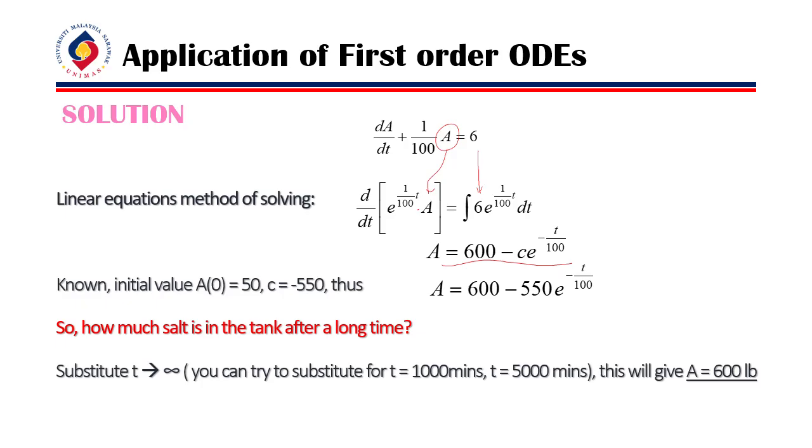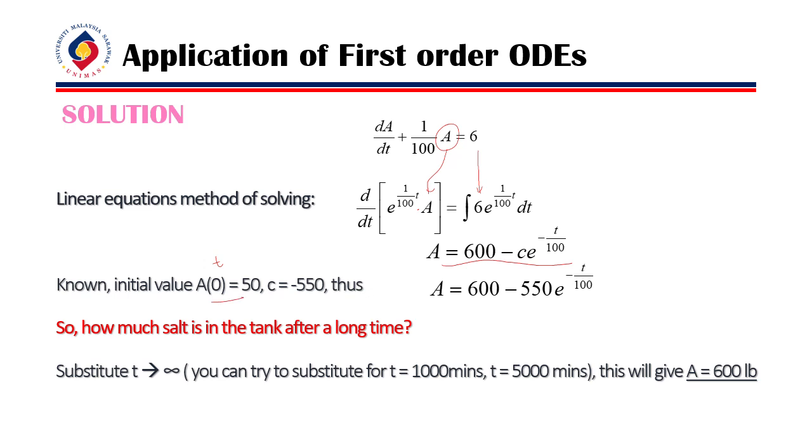Then we are given previously the initial value problem, where A(t) at t equals 0 is equal to 50.